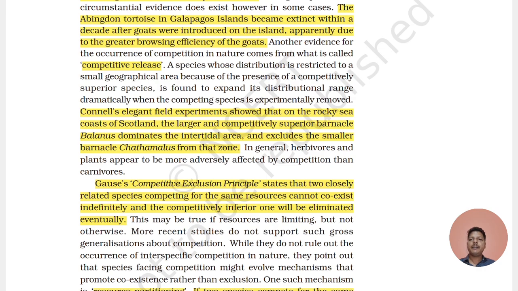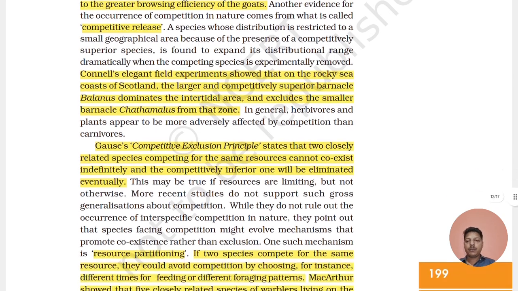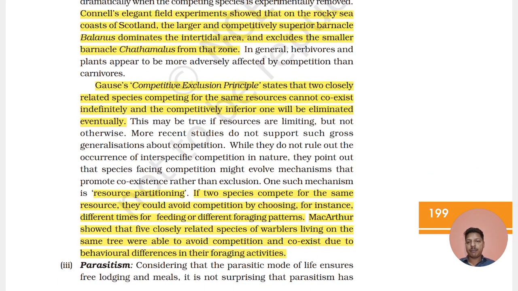And here again, Connell's elegant field experiment shows that on the rocky sea coast of Scotland, the larger and competitively superior barnacles, Balanus, dominate the intertidal area and exclude the smaller barnacles, that is Chthamalus, from that zone. And another, Gause's competitive exclusion principle states that two closely related species competing for the same resources cannot coexist indefinitely, and the competitively inferior one will eventually be eliminated, and the superior one will survive.